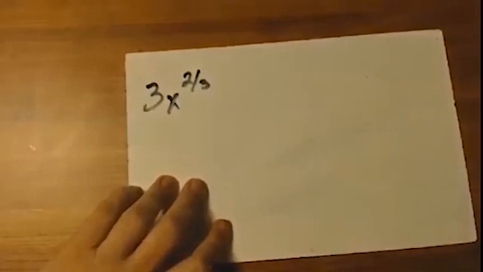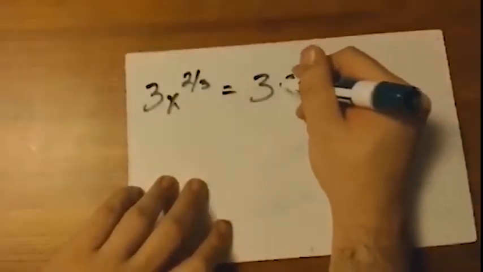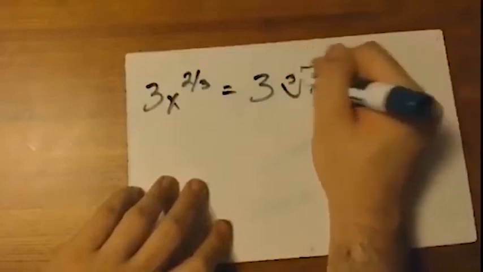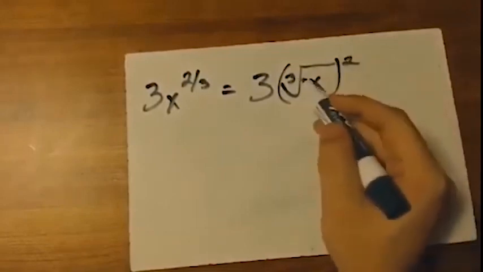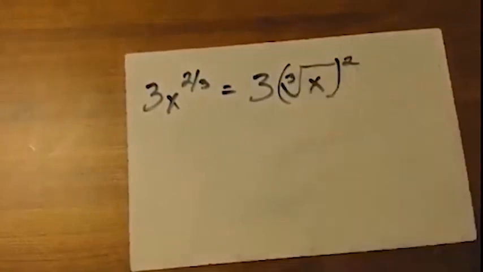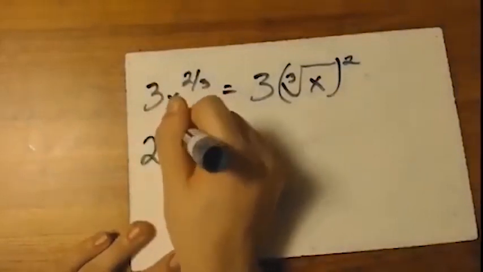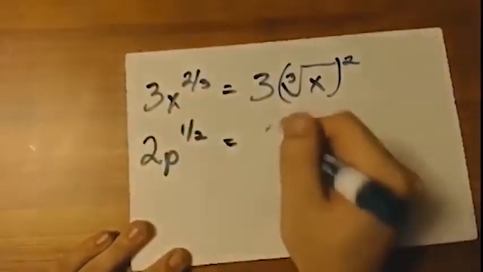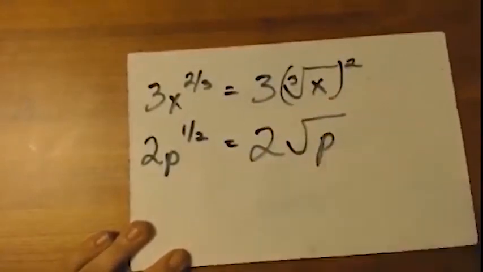3x to the 2/3. We're going to keep that 3 out of it. The base is only x. Power over root, 2/3. Nothing more we can do there. F, 2p to the 1/2. Again, we got to keep the 2 out of it. This is just the square root of p. 1/2 power, square root.